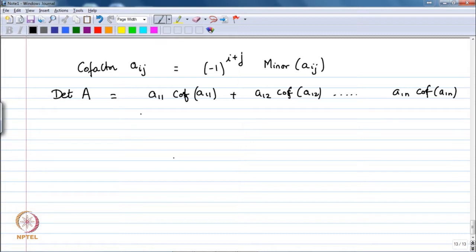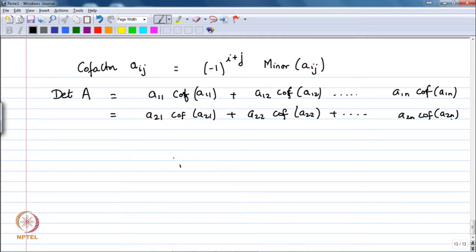You can do this using any row or any column. So you can also write this as A21 times the cofactor of A21 plus A22 times the cofactor of A22 plus A2n times the cofactor of A2n. So we can use any row or column to calculate determinants.